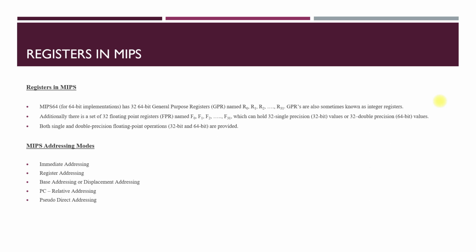Then we have registers. In MIPS we have 32 registers which can be named from R0 to R31, and we have 32 floating point registers named from F0 to F31, and this MIPS instruction set can be implemented for both single precision and double precision floating point operations. And we have different addressing modes used in MIPS: immediate addressing mode, register addressing mode, base addressing mode, PC-relative addressing mode, and pseudo-direct addressing mode. I'll be providing a separate video for addressing modes, so you can visit that video at that time.